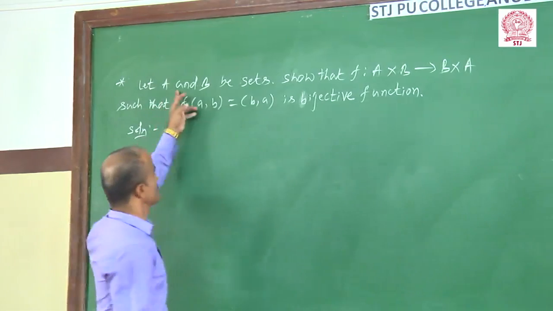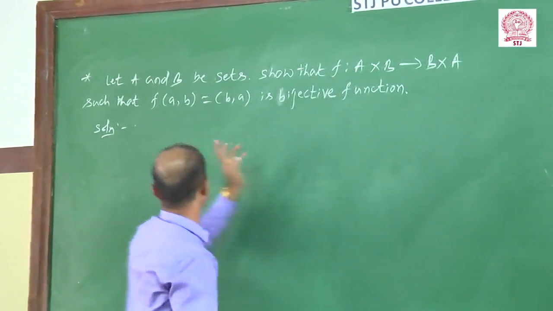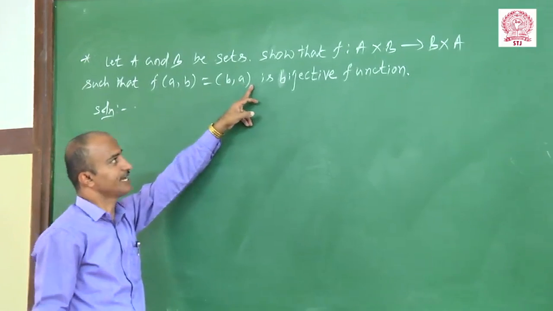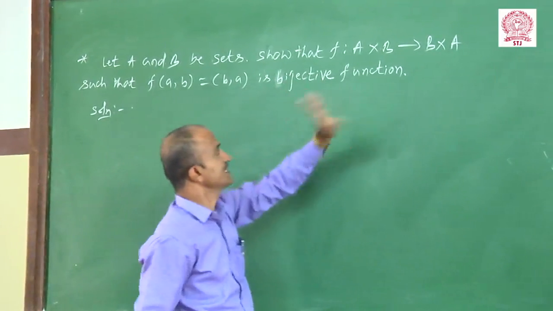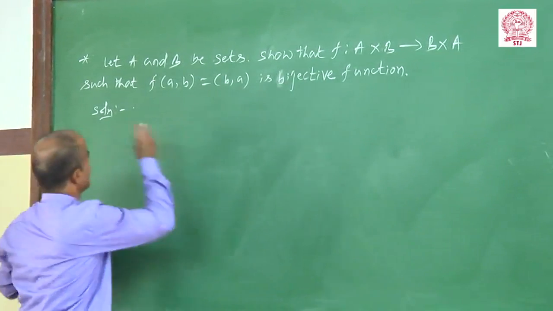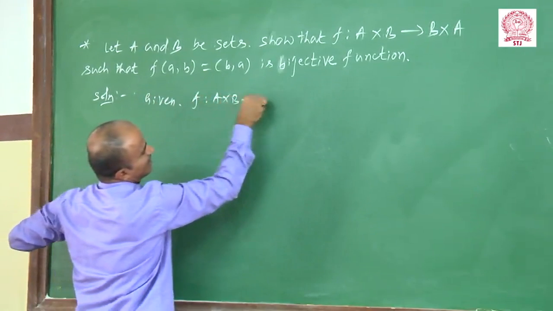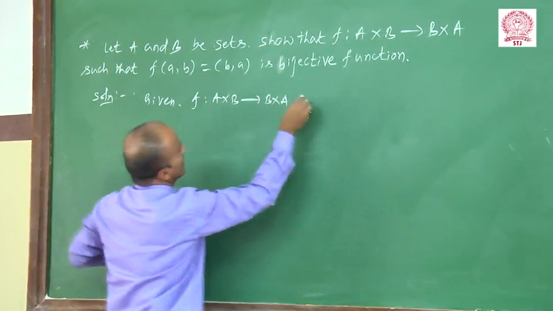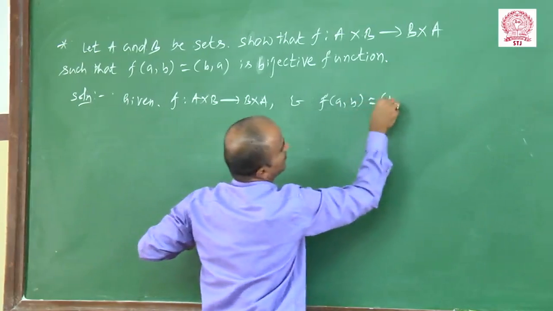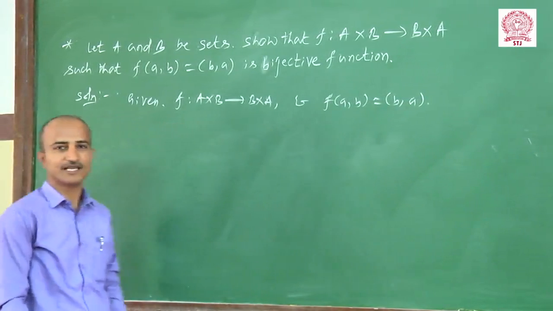So here they have given two non-empty sets A and B, and f is defined from A cross B to B cross A as f of (a, b) is equal to ordered pair (b, a) is a bijective function. We need to examine whether this function is bijective or not. Given f from A cross B to B cross A and f of (a, b) equals ordered pair (b, a).